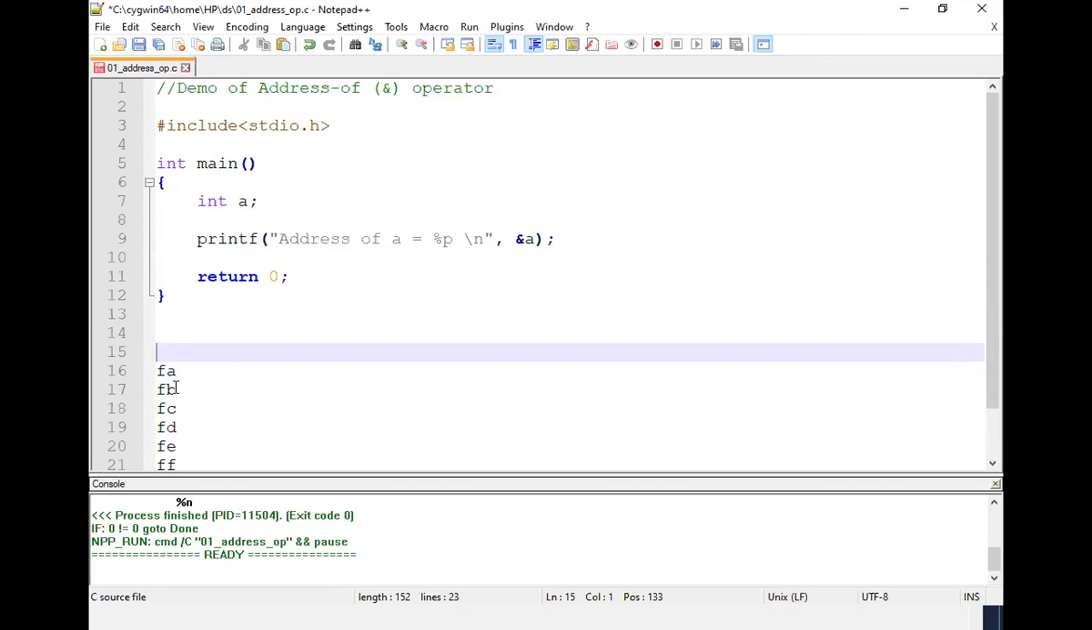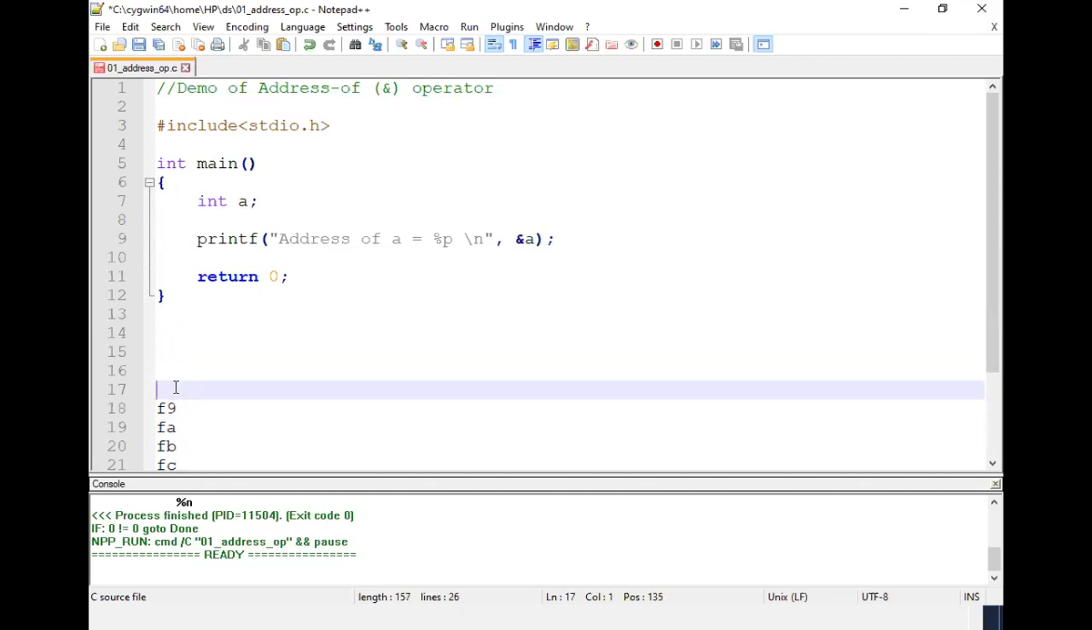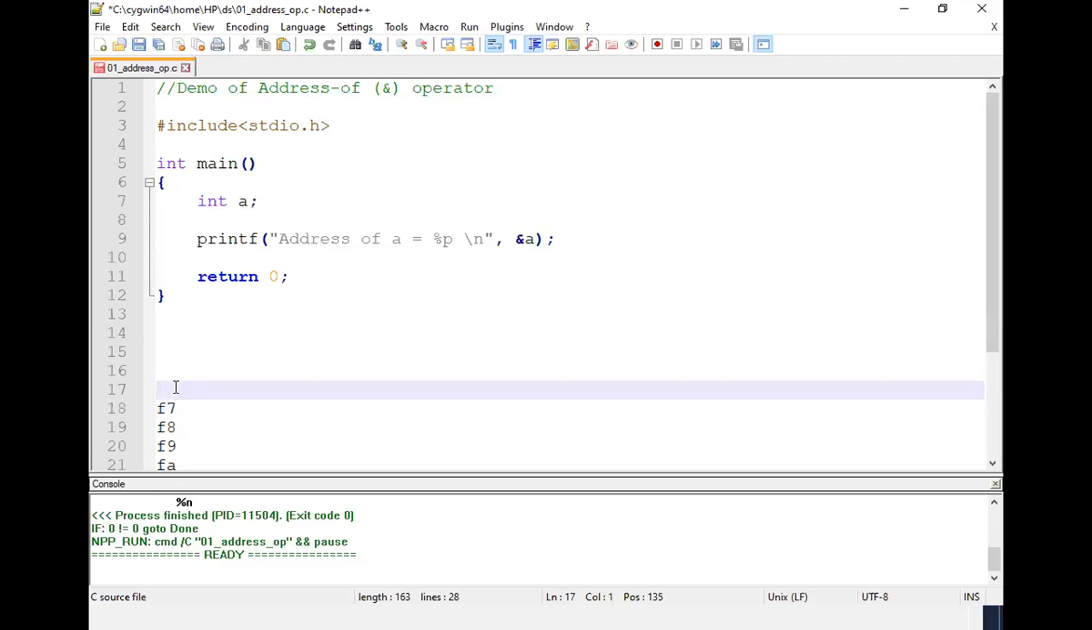Now it is interesting, right? Before FA, what will come? F9. Very good. Before FA, we get F9. So before F9, F8. Then F7, F6, F5, F4. Before F4, F3, then F2, F1.